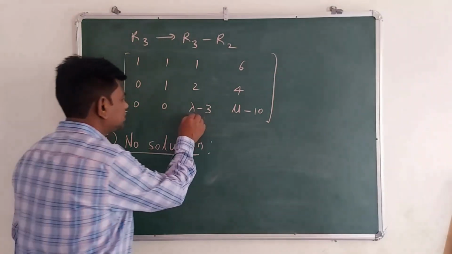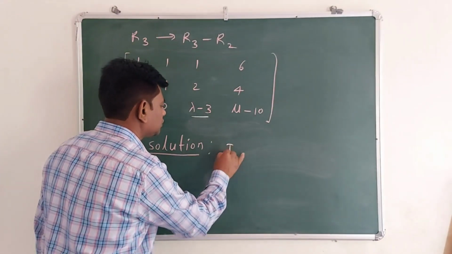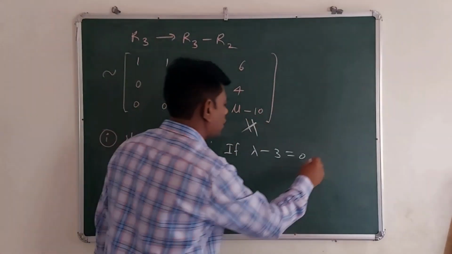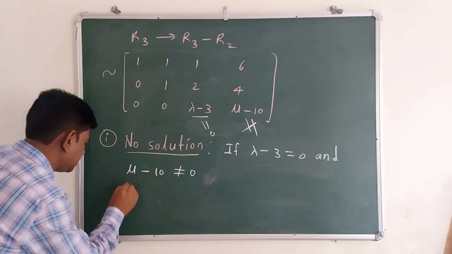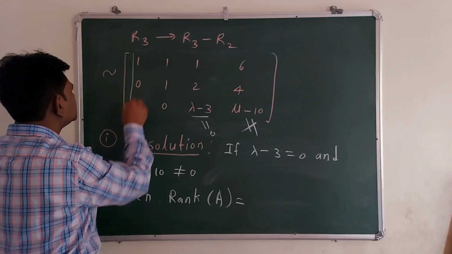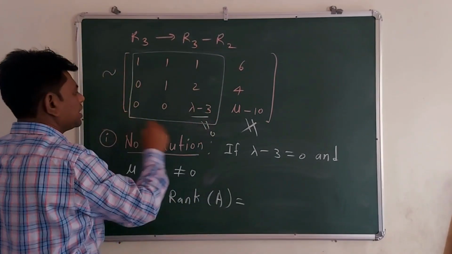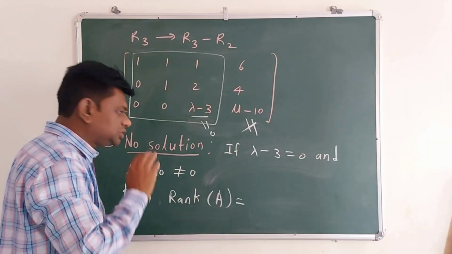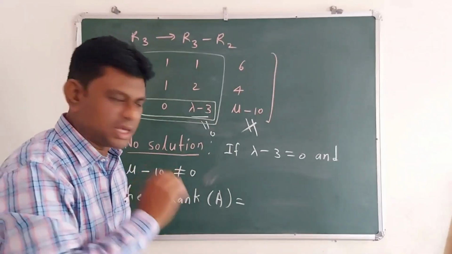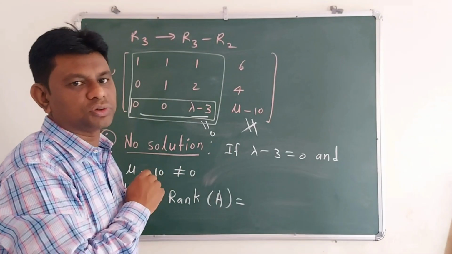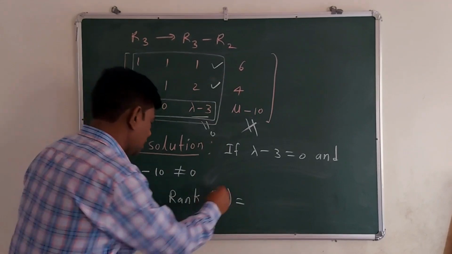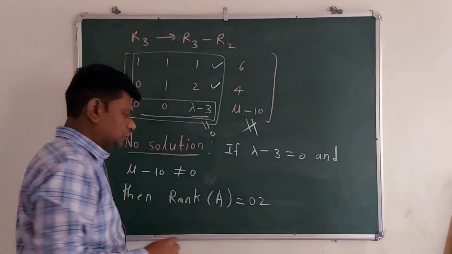Now if lambda minus 3 is equal to 0 and mu minus 10 is not equal to 0, then this is the echelon form of A, and if lambda minus 3 is 0, then this row is 0 in the echelon form of A. Therefore the number of non-zero rows in the echelon form of A is 1 and 2, and therefore rank A is equal to 2.